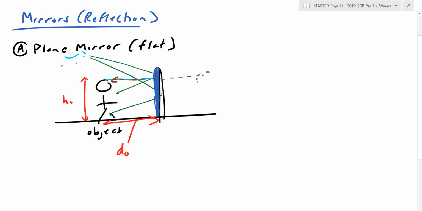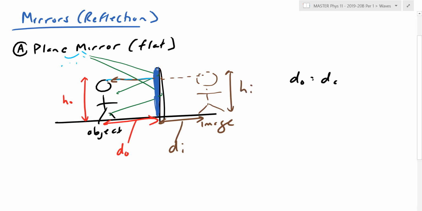So what it ends up generating for us here is called a virtual image. This is the image that's inside the mirror itself. We call this one the image. The distance to the image, we can call it DI. The height of the image is HI. For a plane mirror, because everything is perfectly flat, the DO is going to equal the DI, and the HO is equal to the HI. So basically, everything is a perfect mirror image.